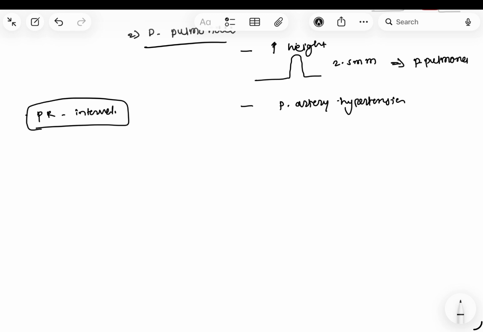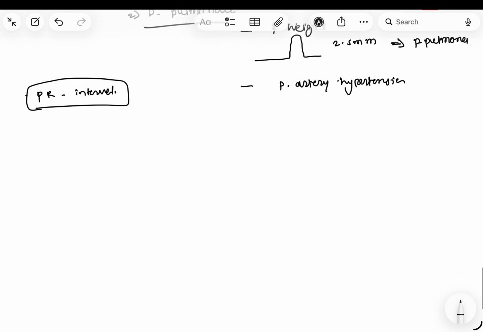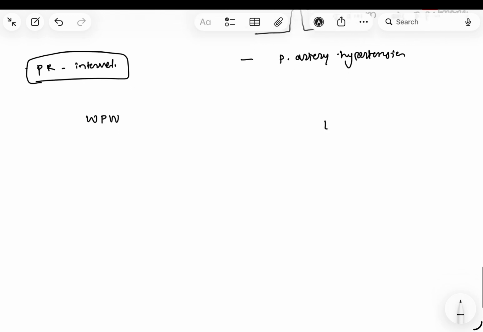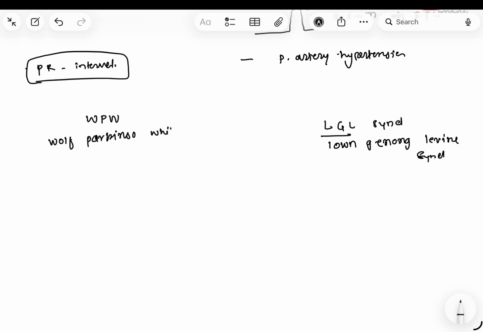The second one is the PR interval. To understand the PR interval, there are two diseases that we must understand. The first one is WPW syndrome and the second one is LGL syndrome. It's Lown-Ganong-Levine syndrome and Wolff-Parkinson-White syndrome. Now let's understand what these syndromes are.